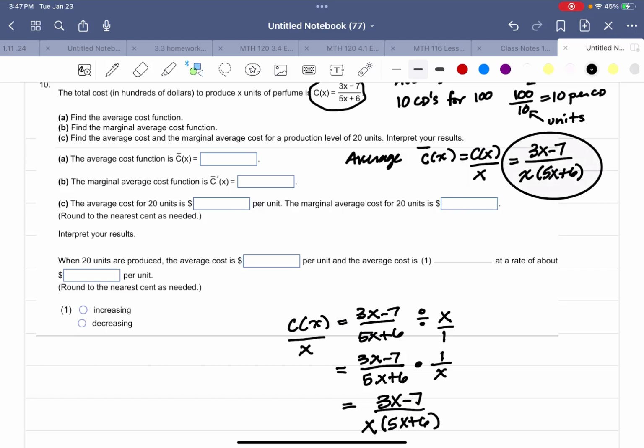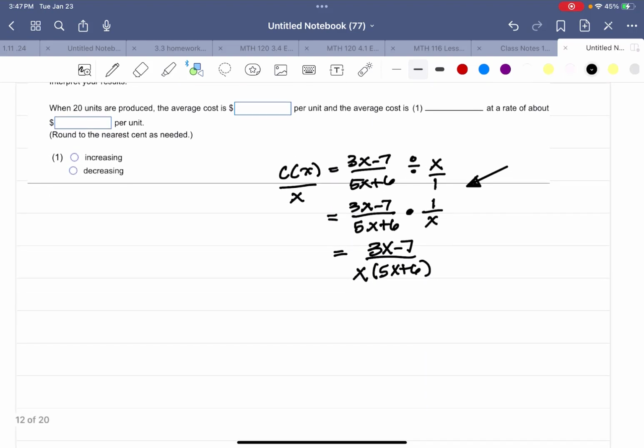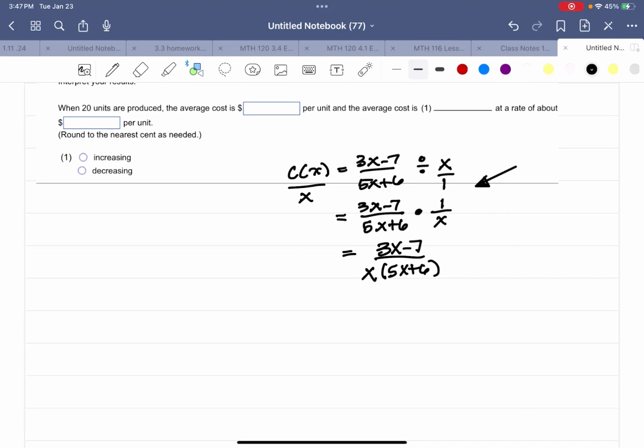Now, the marginal average cost function is the derivative of this. So remember we've got C bar of x, and it's a quotient rule, but look, there's a product in the denominator. So let's list them. Numerator, 3x minus 7. Numerator prime, 3.